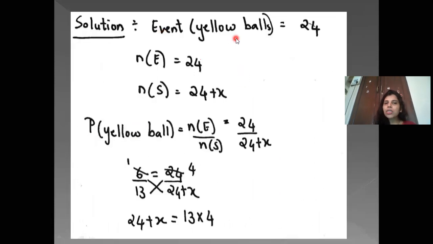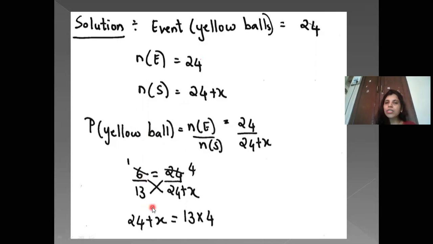So now the event yellow balls is equal to 24. So the number of events is equal to 24 for the yellow balls. Why are we doing that? Because the probability for a yellow ball is given to us.